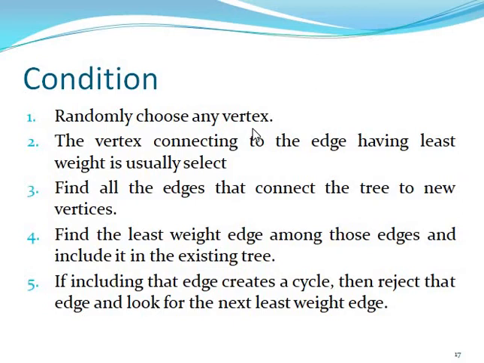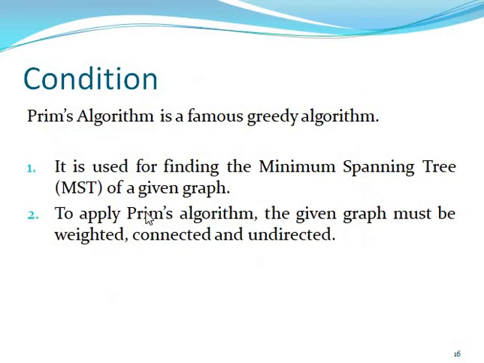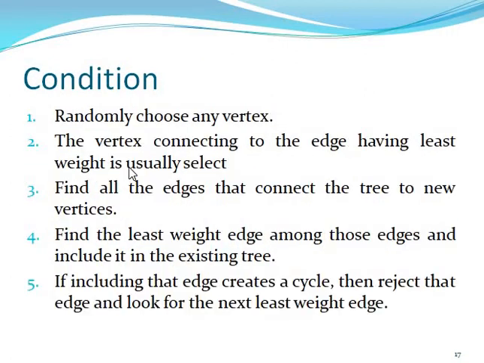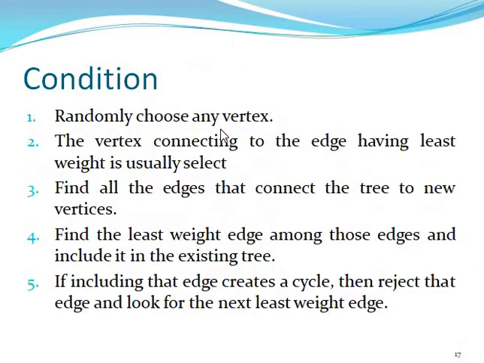Randomly choose any vertex. It is not compulsory, you can choose this one or this one. You can choose or connect any vertex. The edge connected to the vertex having the least weight is usually selected. So mostly you can select any edge or weight. Find all the edges that you can connect to the new vertices. So finally you can create one tree. You can show that this is one type of tree, or you can create any other type of tree.